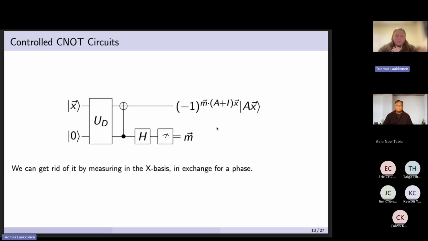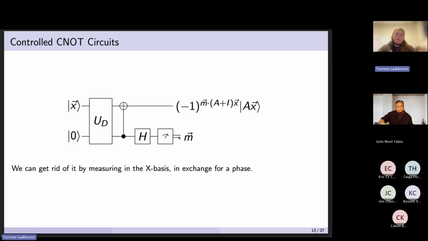And so how can we get rid of them? Well, one thing we can do is we can just measure them in the X basis. And this will give you a totally random measurement outcome. But it will successfully get rid of all that unwanted information on the ancillas, and we'll just be left with 0 on the ancillas again, which is nice. But in exchange, we get a phase on the unitary as a whole, and that phase will be determined by the value of x and also our parity matrix A and the measurement outcome M. So the phase depends on the measurement. And we can't just ignore this phase because it depends on the measurement.